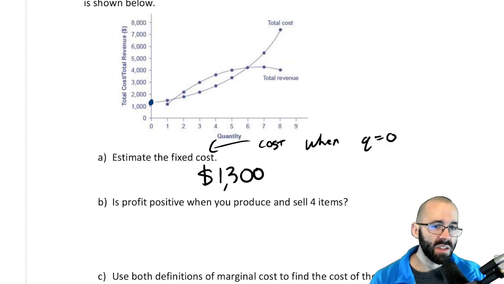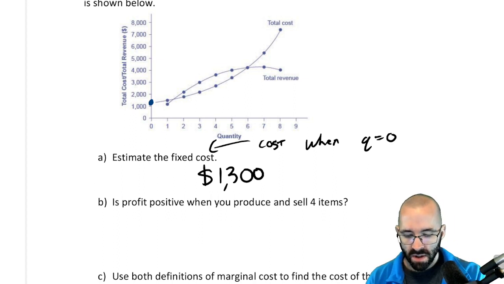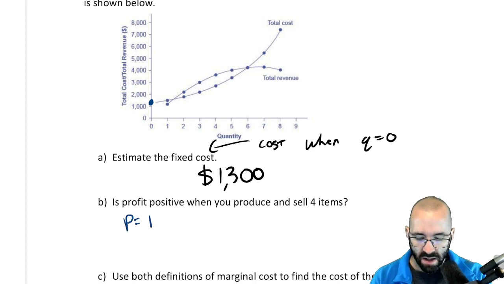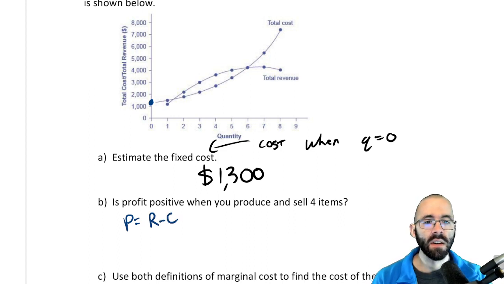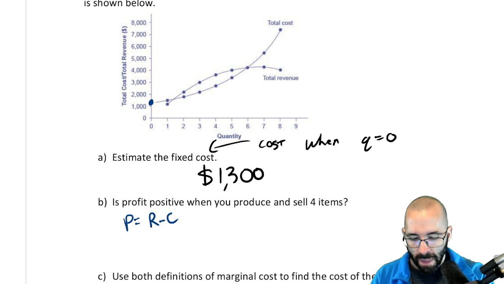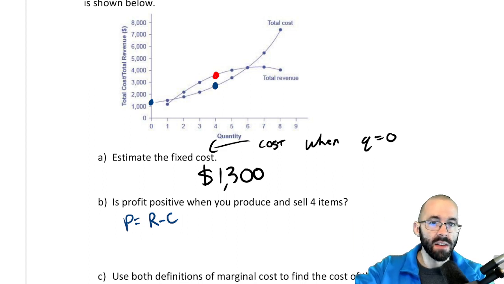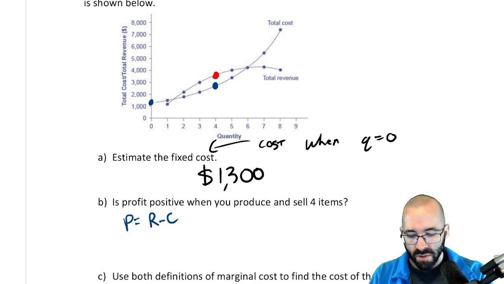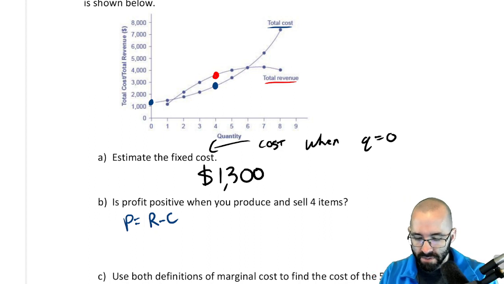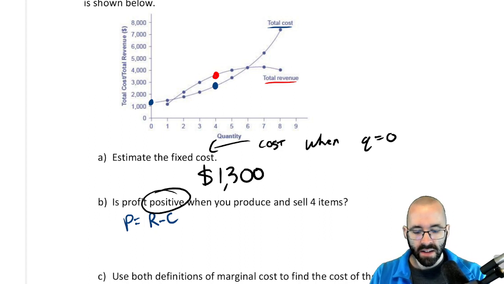Is profit positive when you produce and sell 4 items? So again, remember that profit is just revenue minus cost. Well, when we're producing 4 items, our revenue is up here. Our cost is down here. What's revenue minus cost? You could find the number, or you could see that revenue is higher. Revenue being higher, well, I think that tells us that our profit is positive. Yes, it's positive. Revenue is higher than cost here.